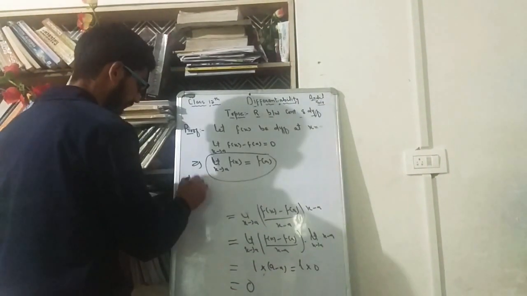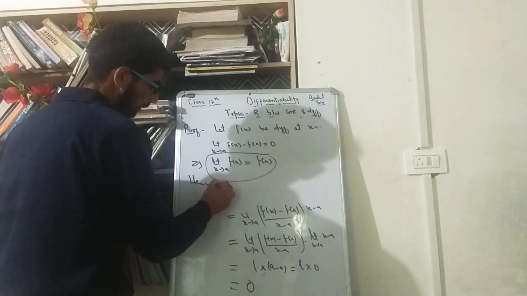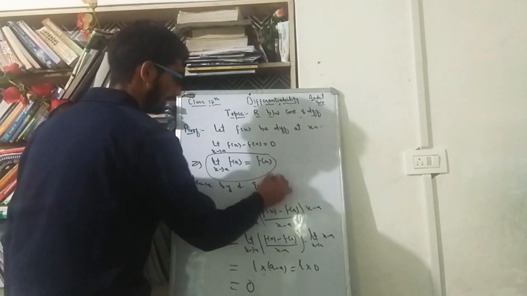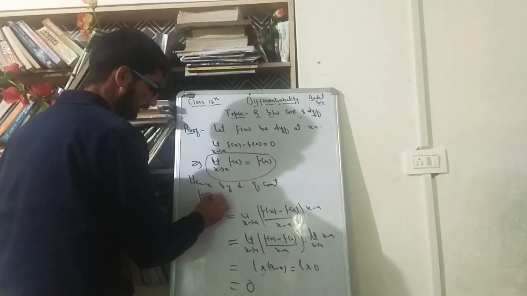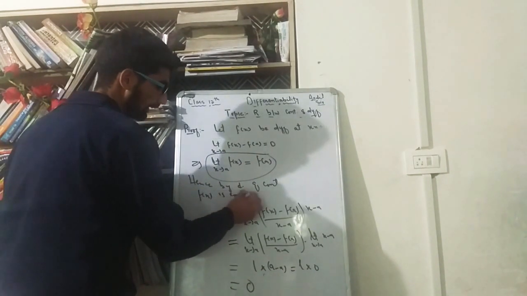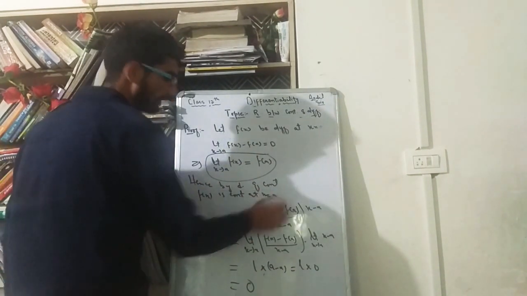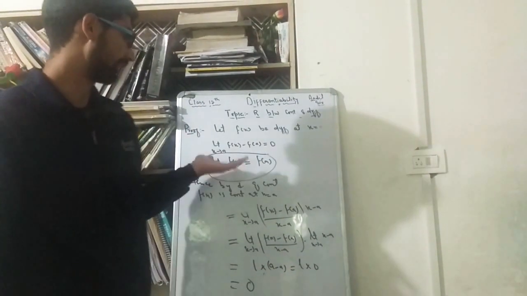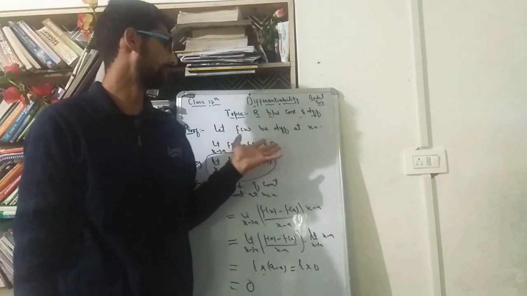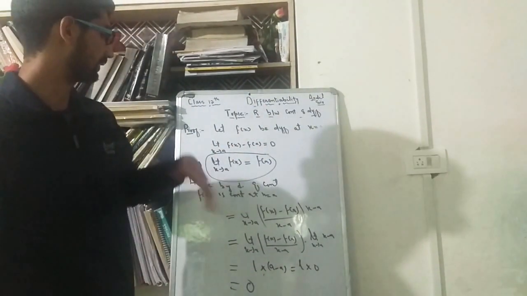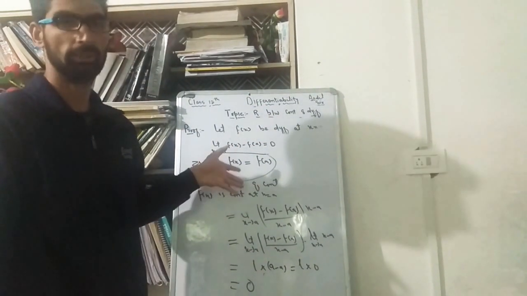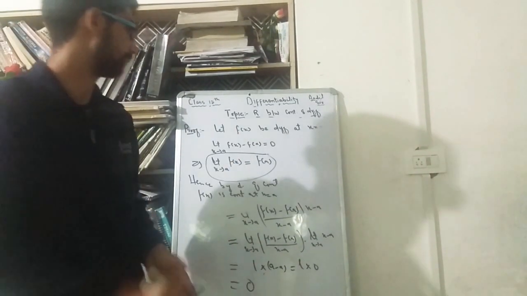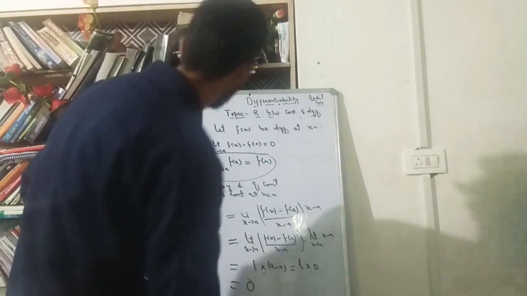So hence, by definition of continuity, f of x is continuous at x is equal to a. Hence proved. We had a function that was differentiable at point x is equal to a, and we now got that the function is also continuous at that point. So it means differentiability implies continuity. So hence proved. This was our theorem.